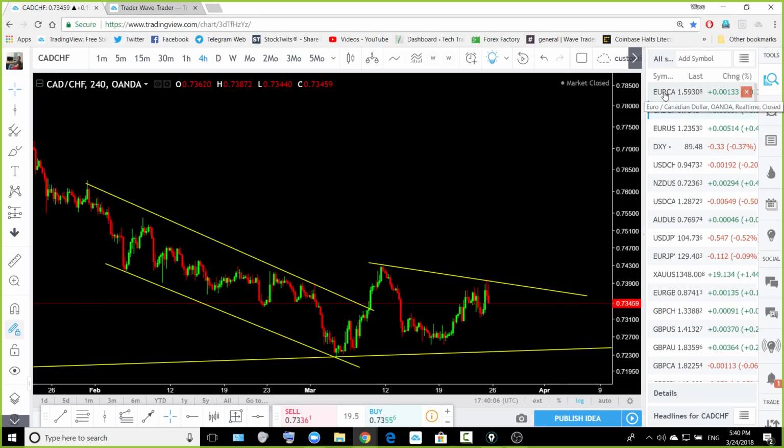Same on the EuroCAD. Short-term buy can appear over there, but the trade you need to look for is sell.